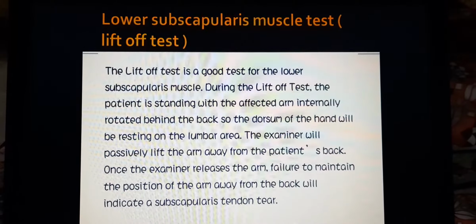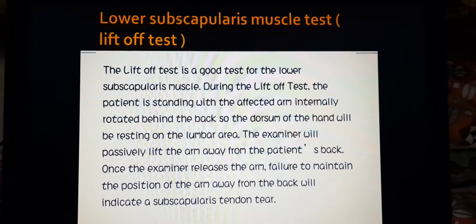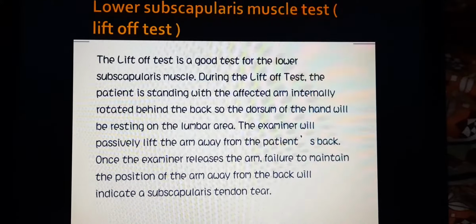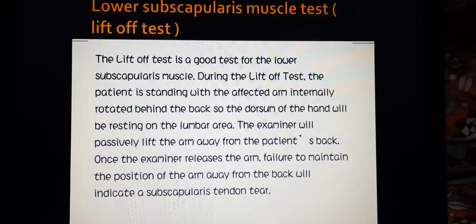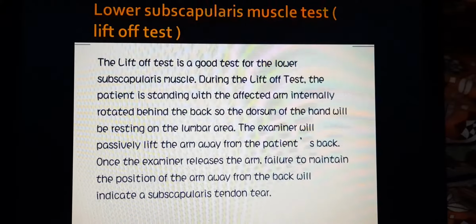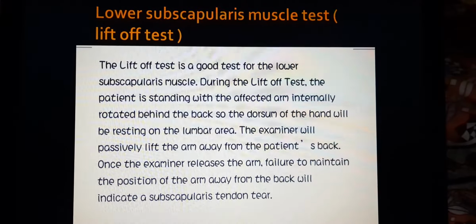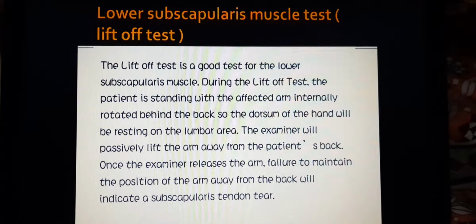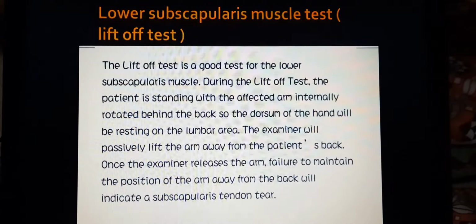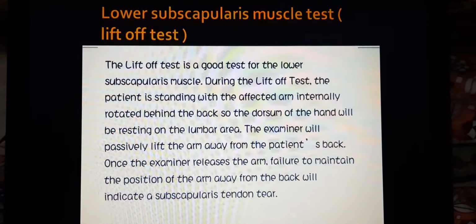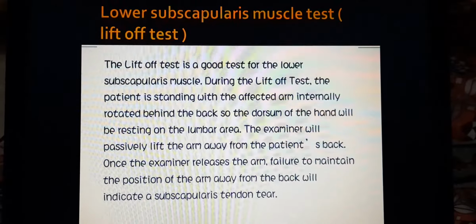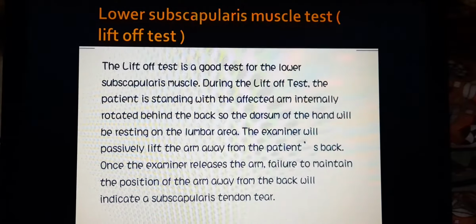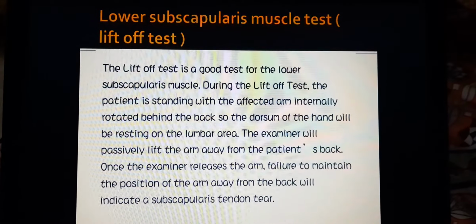Lower subscapularis muscle test, also known as the lift-off test. The lift-off test is a good test for the lower subscapularis muscle. During the lift-off test, the patient is standing with the affected arm internally rotated behind the back, so the dorsum of the hand will be resting on the lumbar area. The examiner will passively lift the arm away from the patient's back. Once the examiner releases the arm, failure to maintain the position of the arm away from the back will indicate a subscapularis tendon tear.